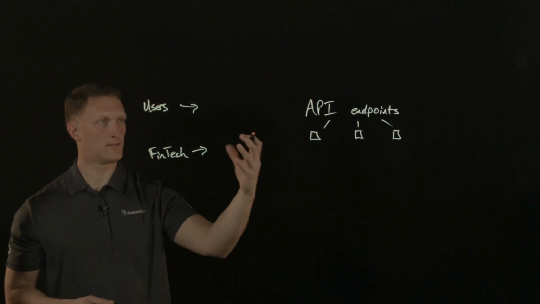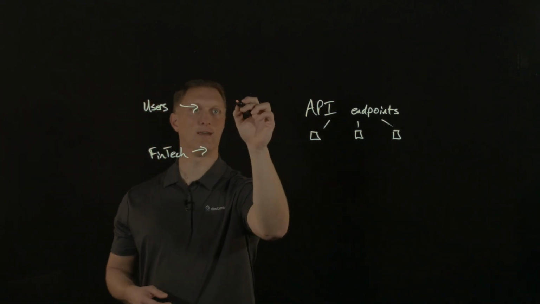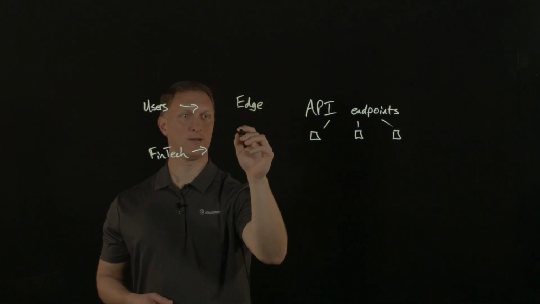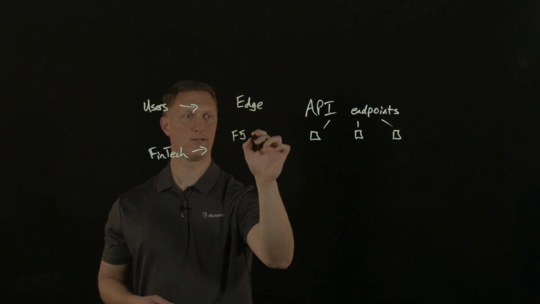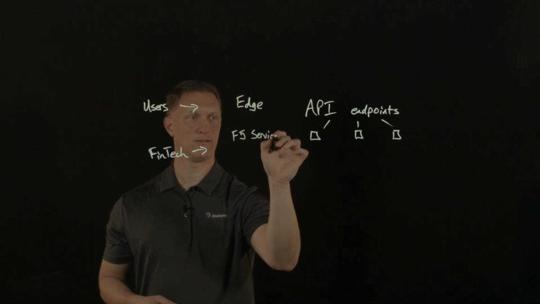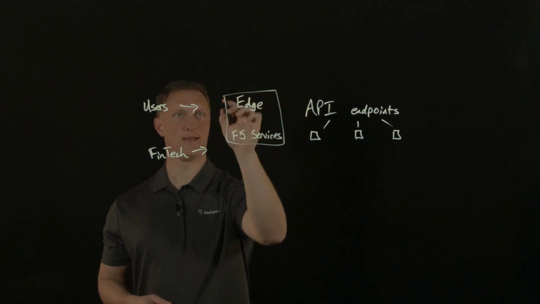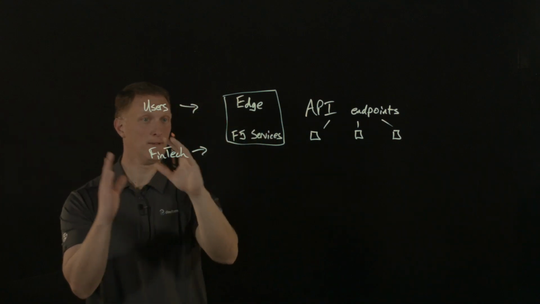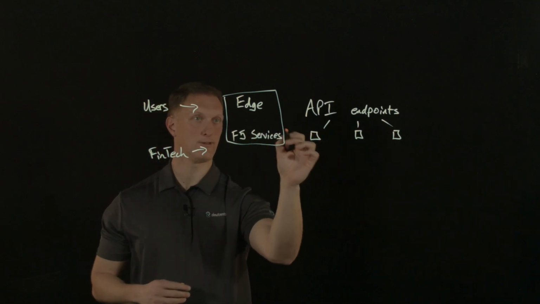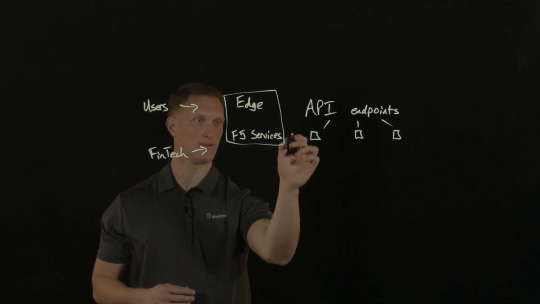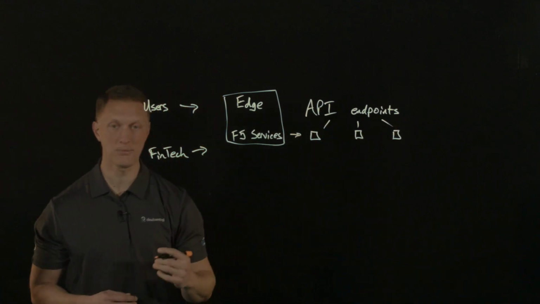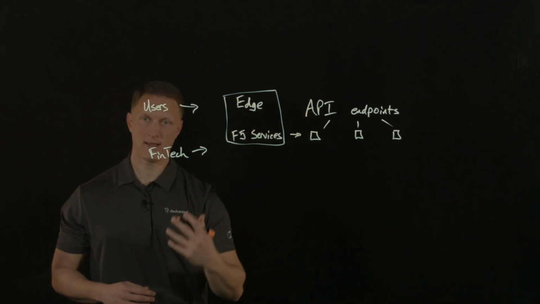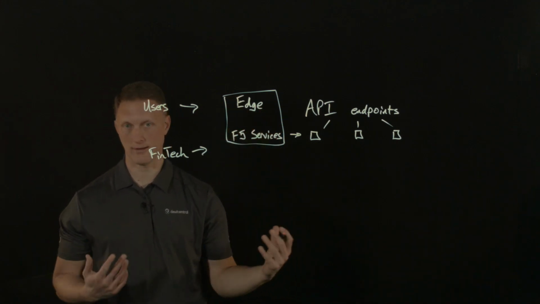So from a security perspective, you can implement what I'll call an edge right here. So here is the edge. And at the edge, you can deploy F5 services. So I'll just put F5 services right here and put a little box around that. So as users or fintech, how do you distinguish between the two? As requests are made to your API endpoints, they're going to come through these edge services, F5 services, before they're allowed access to the API endpoints, right? Here at the edge, F5 provides services like cloud-based services or managed services with Silverline, for example.